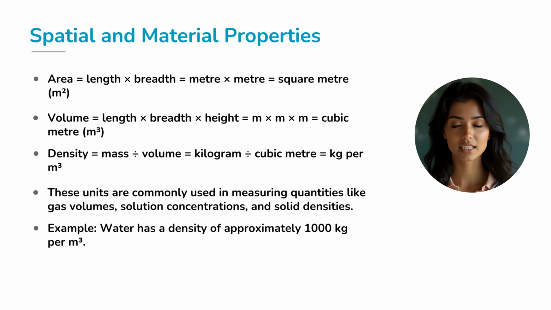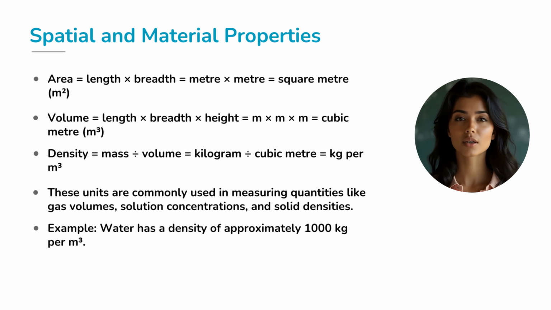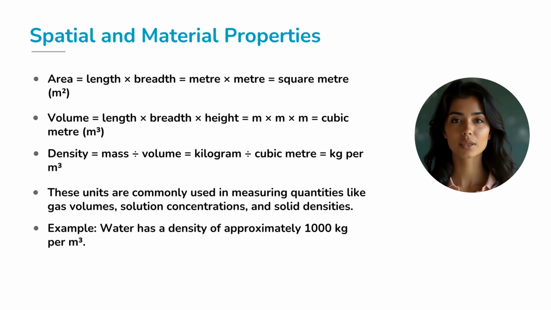Area is calculated as length multiplied by breadth, giving us meter times meter or square meter, symbol m². Volume takes it a step further, length into breadth into height, resulting in cubic meter, written as m³. These are vital when measuring gas volumes, lab vessels, or solid samples.